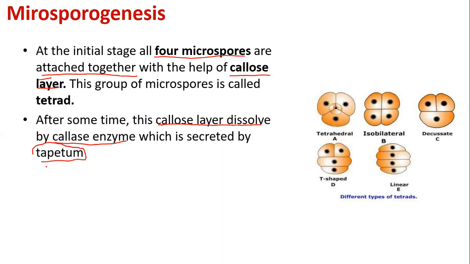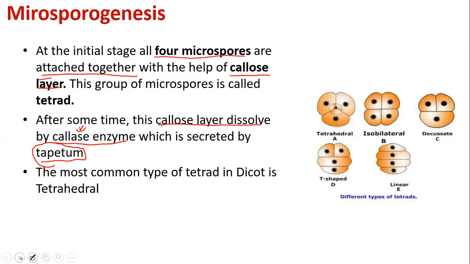So there is another role of the tapetum. They secrete callase enzyme. So that's why the attachment among the microspores is going to be detached, right? So most commonly, there are different types of tetrad. You can see there, depending upon how they are arranged, right? So this is what we call tetrahedral, isobilateral, right?